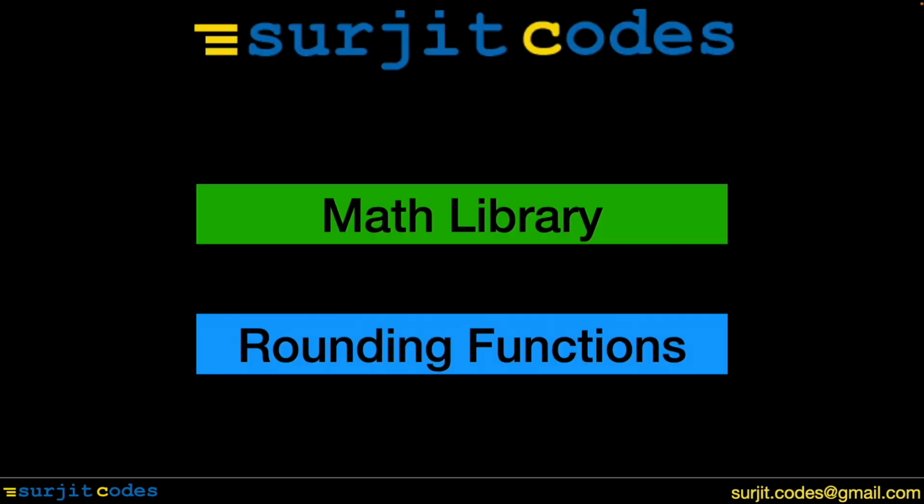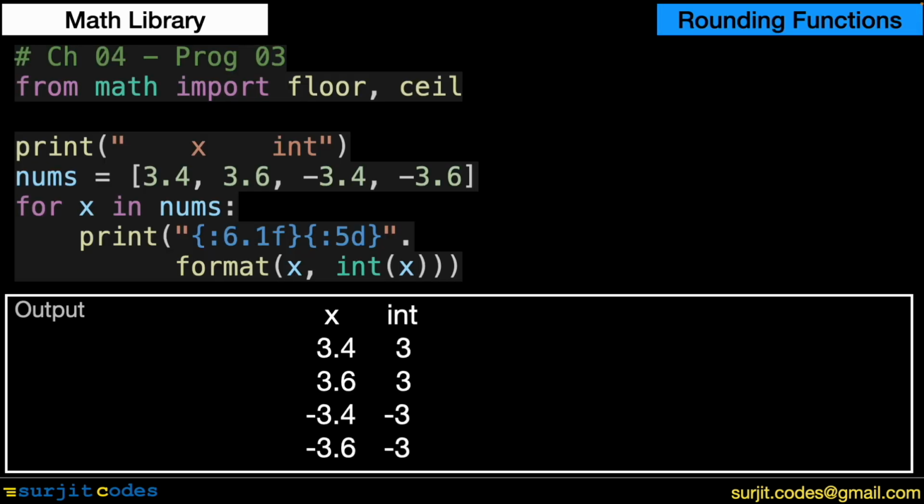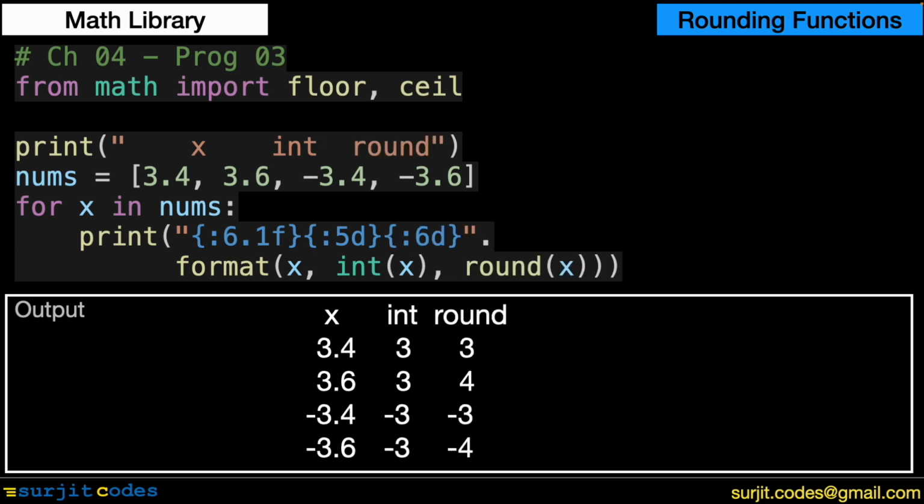There are 4 ways to convert a floating point number to an integer. Out of these 4, 2 are available in Python, but we have to import floor and ceil from the math library. Int function simply removes the decimal point. Note that the print statement is very long and we have separated it into 2 lines.